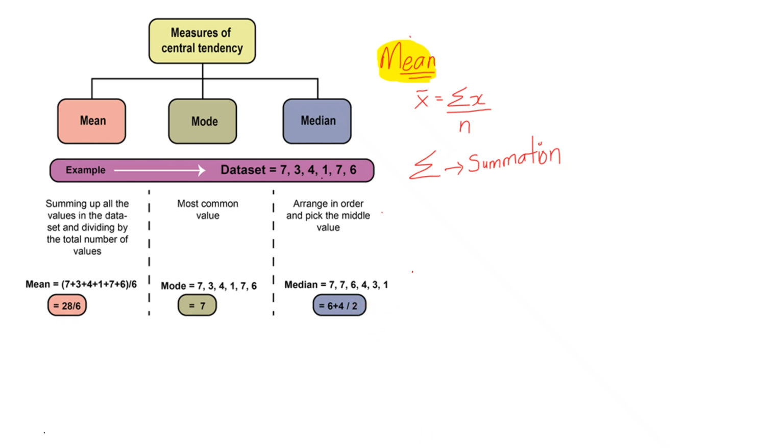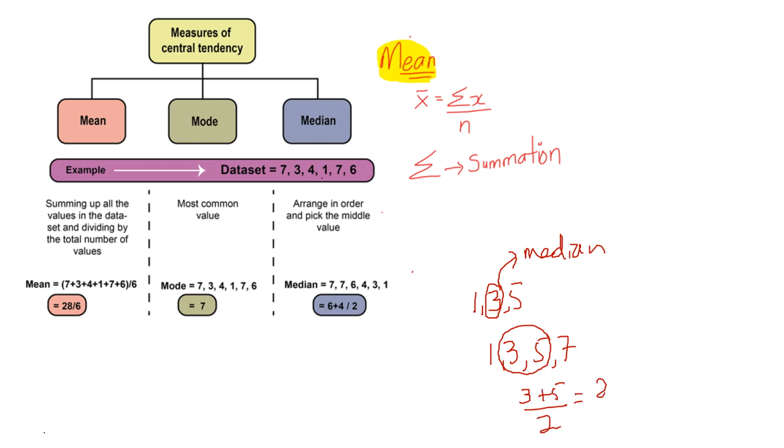For example, if I take a simple example 1 3 5, this is already arranged in ascending order. In this case 3 is the median. But if I say 1 3 5 7, now in this case I have two middle values, that is 3 and 5. What I will do is I will add 3 and 5 and I will divide it by 2, and I will get 8 by 2, which is 4. Like this you have to solve it. So let's start the exercise and understand it well.